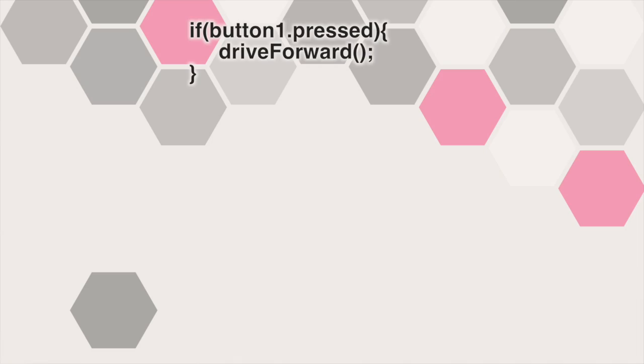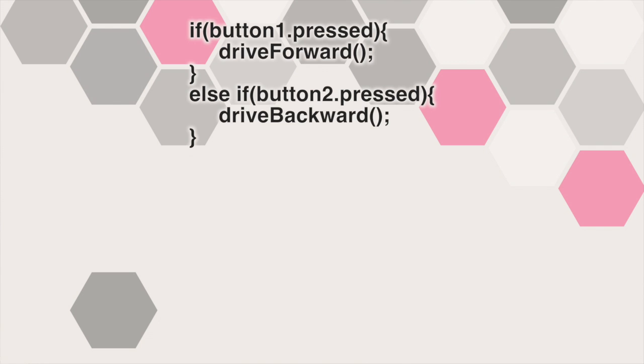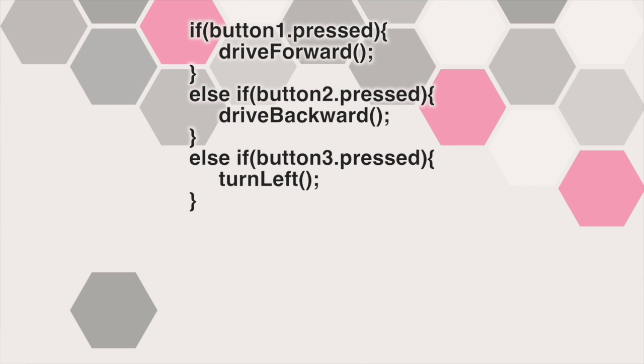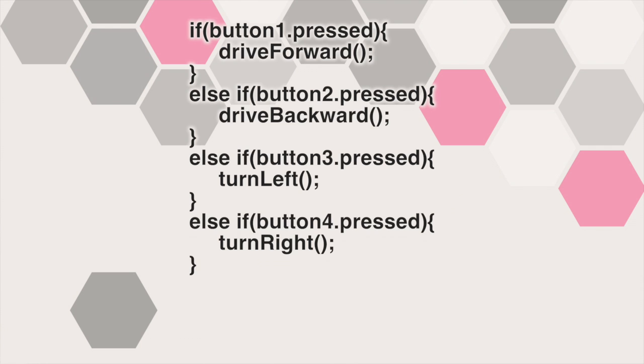So again, with driving the robot, you could say, if button 1 is pressed, drive forward. Else, if button 2 is pressed, drive backwards. Else, if button 3 is pressed, turn left. Else, if button 4 is pressed, turn right. Else stop. That's actually a very legitimate chain of code that we could have when we're programming our robots.